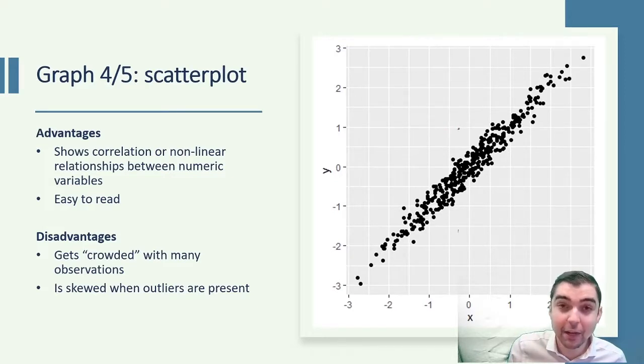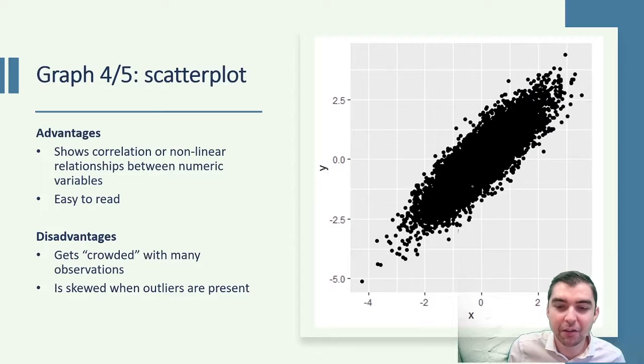The next type of graph is the scatter plot. The advantages of the scatter plot are that it shows correlation or nonlinear relationships between numeric variables, and they are quite easy to read. Disadvantages are that they get crowded with many observations, because each point on a scatter plot represents one record. They are skewed when outliers are present.